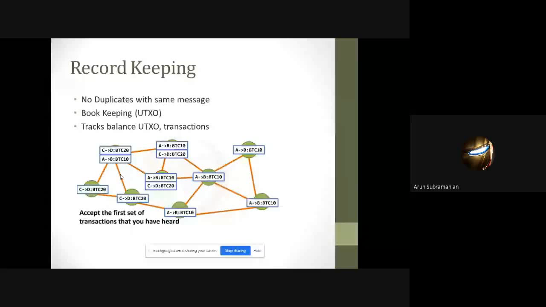As I said, they call it a UTXO. UTXO is something like unspent transaction output. So if you say BTC 10, it's a UTXO of 10. So if A is sending 10 Bitcoins to B, and A has no balance left, then the UTXO is 0 for the node A.